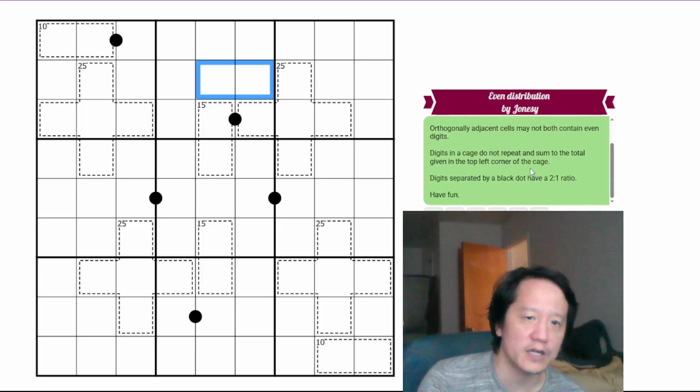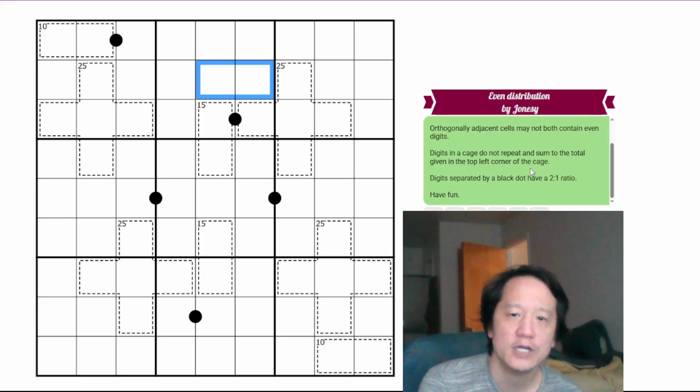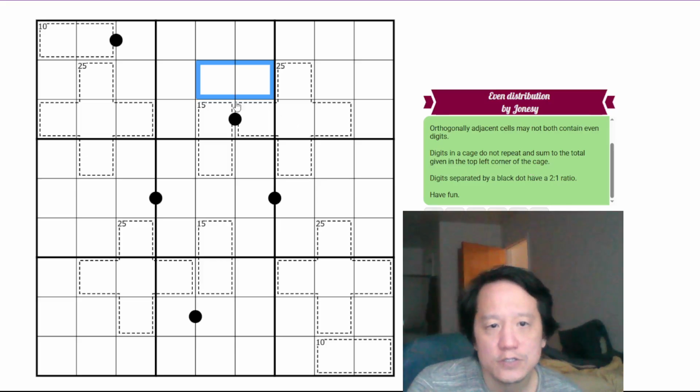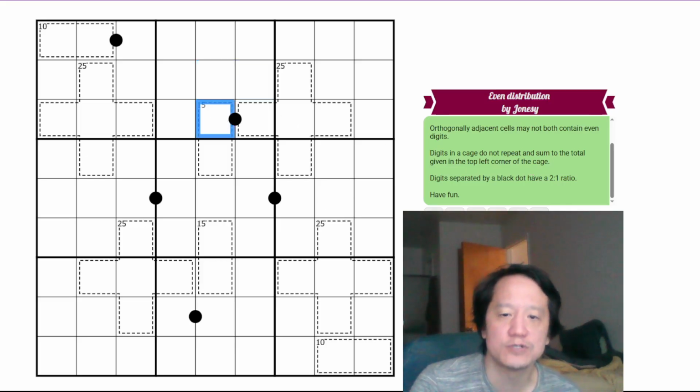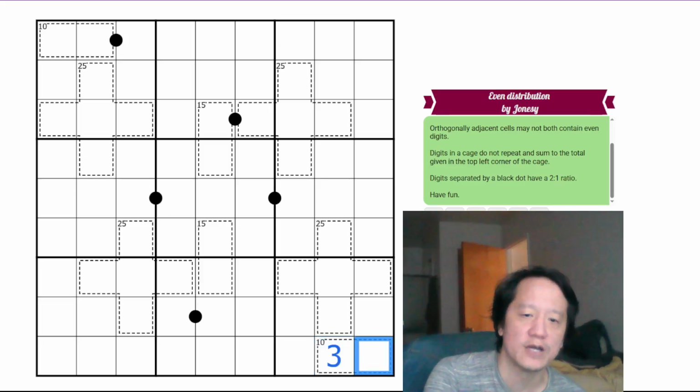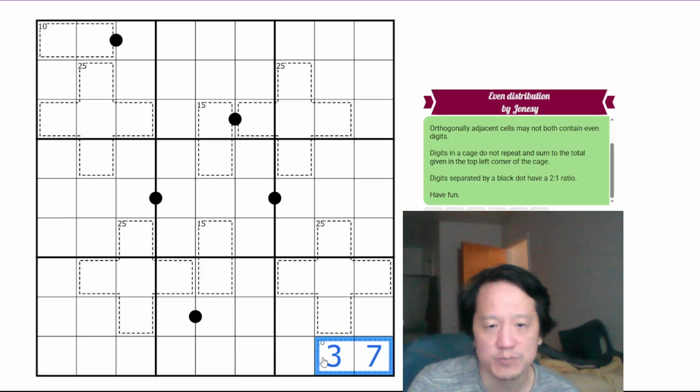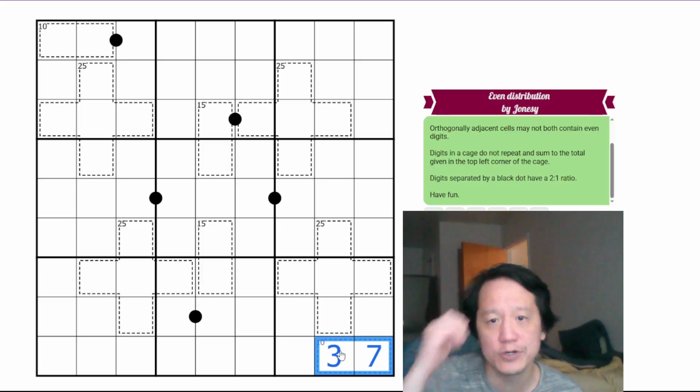Digits in a cage do not repeat and sum to the total given in the top left corner of the cage. So, for example, if this were, say, a 3 here, this would have to be 7, because these two digits must add up to 10, because they have a 10 in the top right corner.